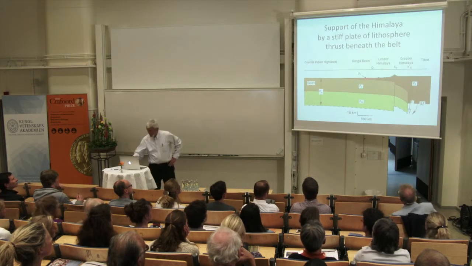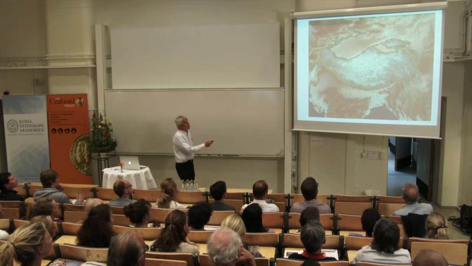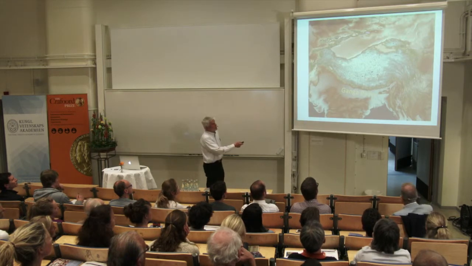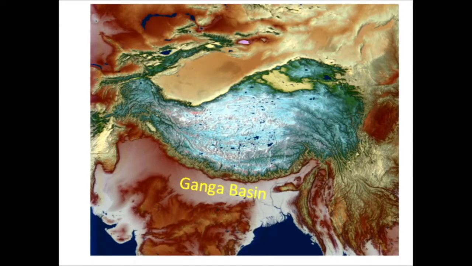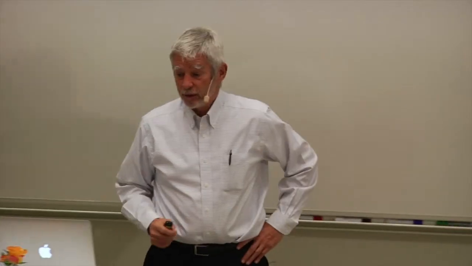If we look at a map across this region, the Tibetan Plateau, this area, the Himalaya following down along in here, this, of course, is the Indian subcontinent. There's a basin down here where the land is very flat. The Ganges River or Ganga River flows down in here and empties into the Bay of Bengal. This is a basin full of sediment.